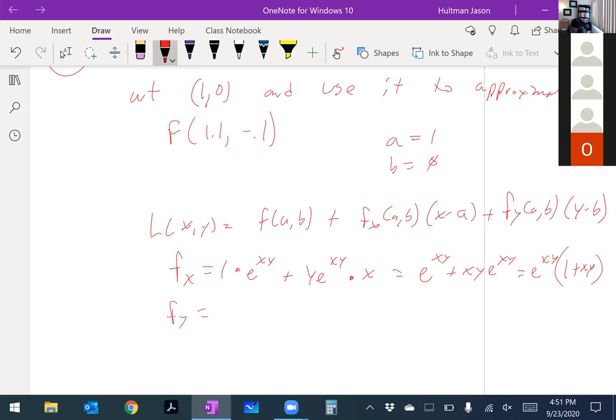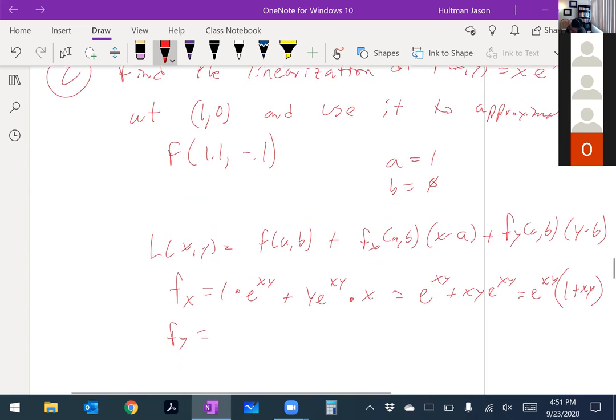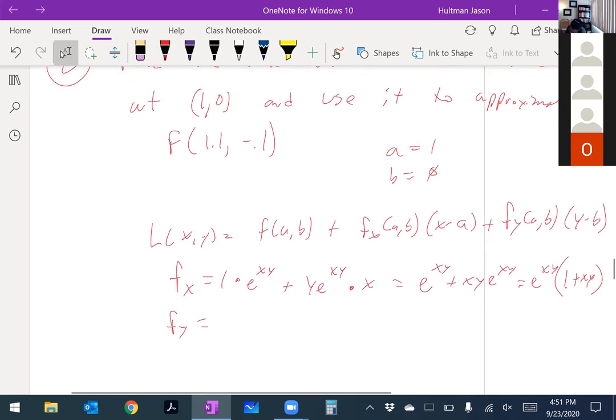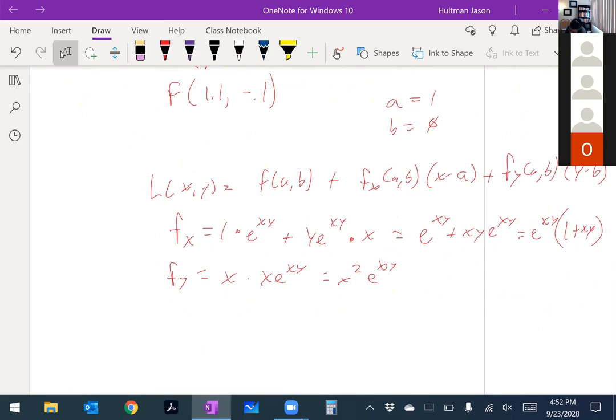Okay, what's f sub y? Well, hopefully that one's a little easier. Treat x as a constant. Yeah, that's a lot easier. And we get x times x e to the xy, which is just x squared e to the xy. So that's a lot nicer.